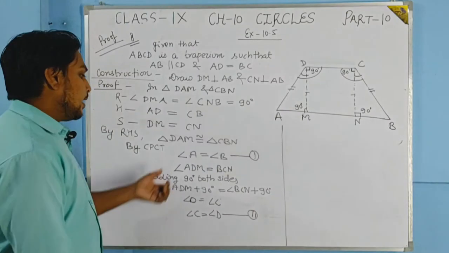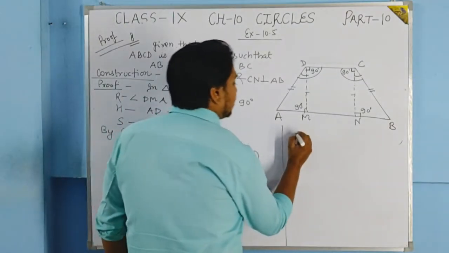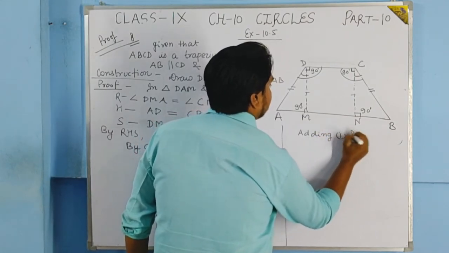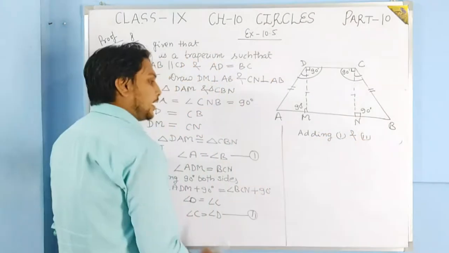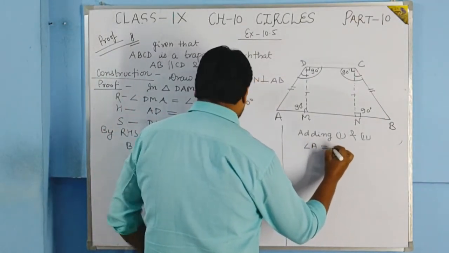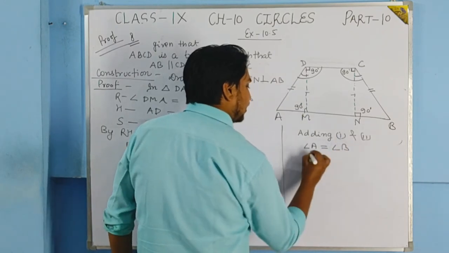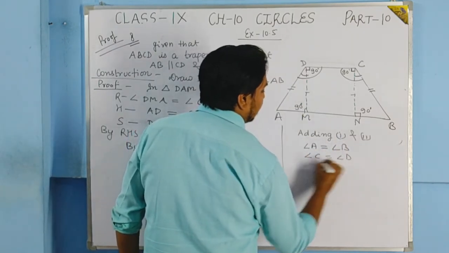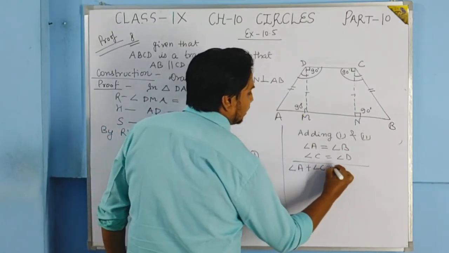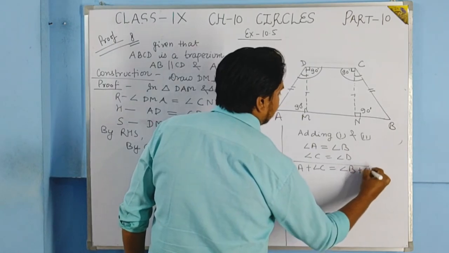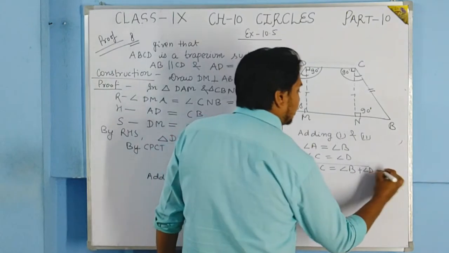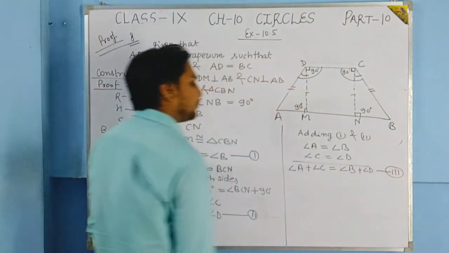Okay, now just add these first and second. Then after adding first and second, what you will get? The first equation is angle A is equal to angle B, and the second equation is angle C is equal to angle D. Now if you are adding these two, so what you will get? That angle A plus angle C is equal to angle B plus angle D. Okay, so this result we will get, and suppose it is equation number 3.